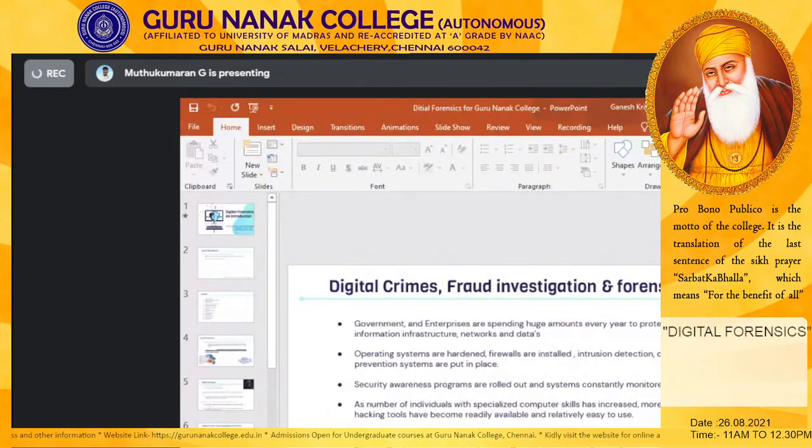Sadly, digital crimes are growing, and so the role of a forensic investigator is gaining credibility day by day. The importance is growing day by day. We require a lot of forensic persons to solve crimes, especially the digital crimes.